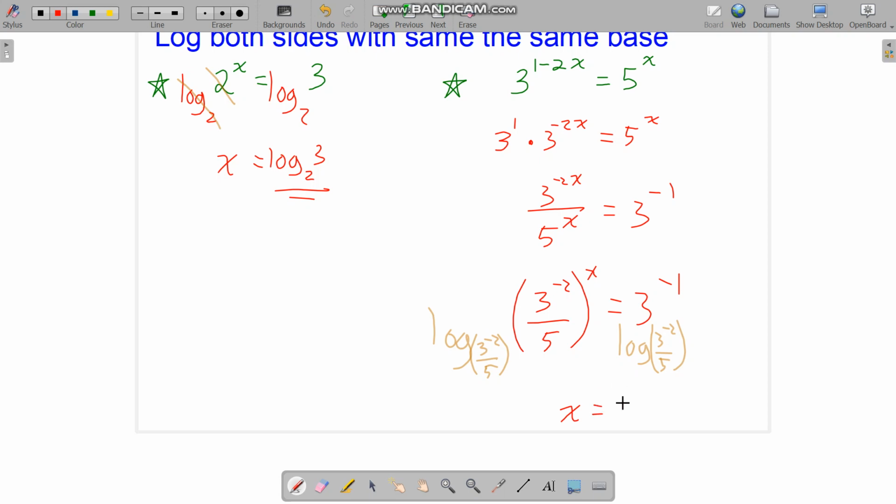X equals log of 3 to the power of minus 1. The base is 3 to the power of minus 2 over 5 in exact value. Yeah, just use a calculator.